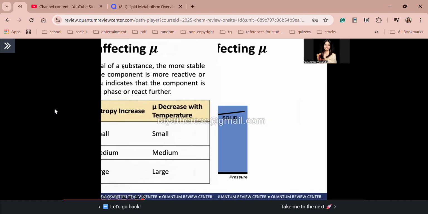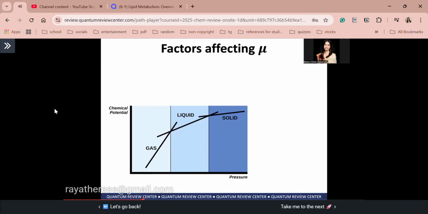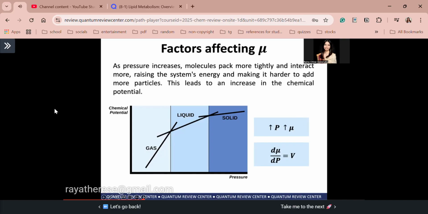Let's proceed with pressure naman. Okay. So, for pressure, sinasabi lang dito, guys, as pressure increases, molecules, they will pack more tightly, di ba? Imagine nyo, guys, in-increase yung pressure, syempre yung molecules, they will pack more tightly. What happens? So yung molecules, they will interact more with each other kasi they are packed more tightly. And that raises the system's energy and it makes it harder for them to add more particles. And this leads to an increase in the chemical potential.